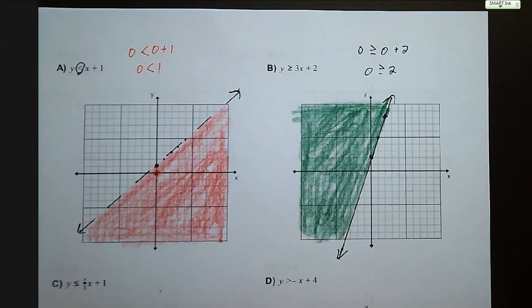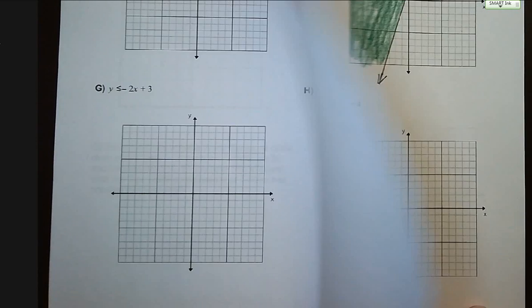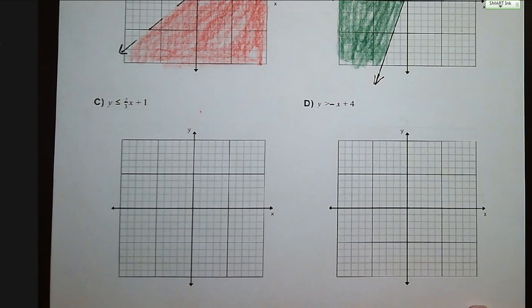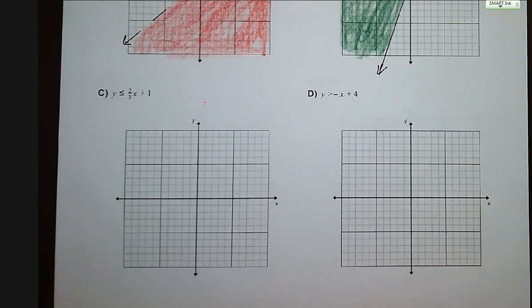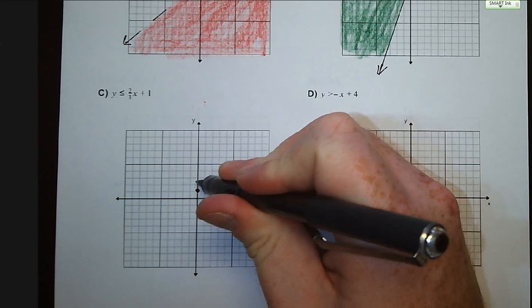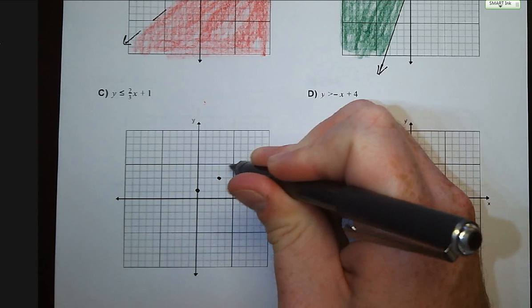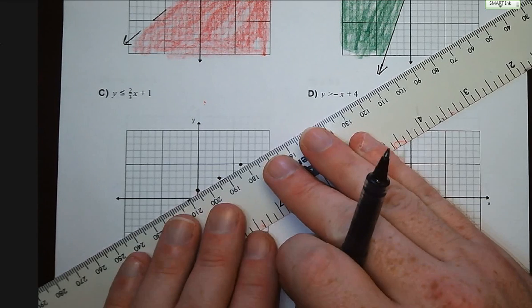All right. I want you guys to try letters C and D on your own. So y is less than or equal to 2/3 x plus 1. So we have a y-intercept at 1. A slope of 2/3. And it is less than or equal to, so it's going to be a solid line.